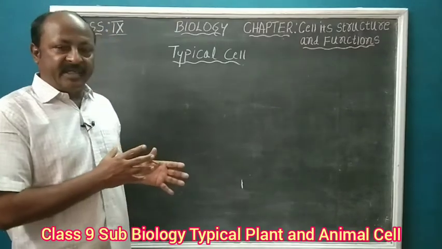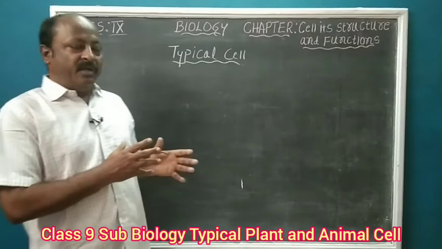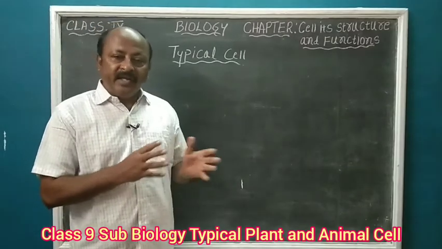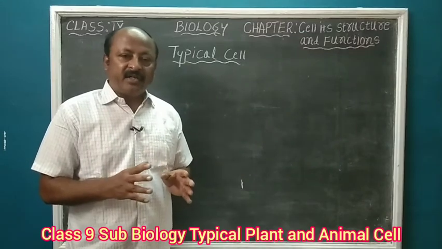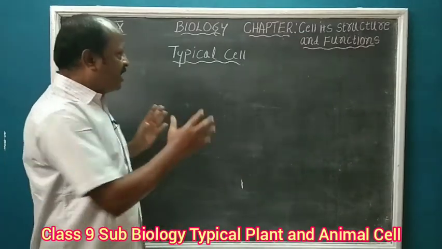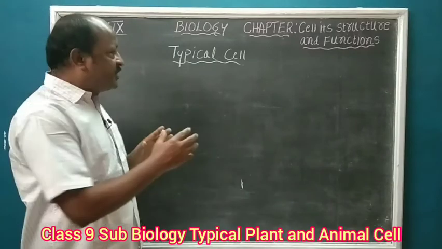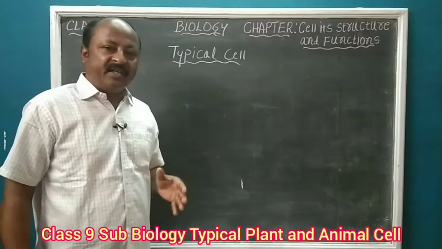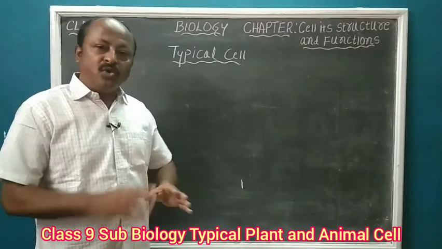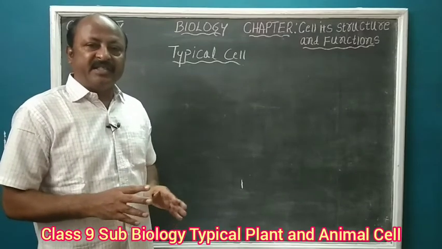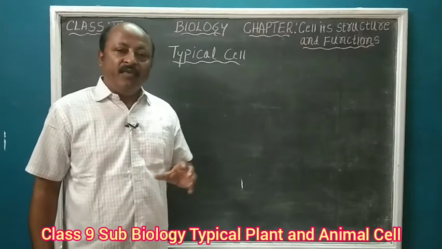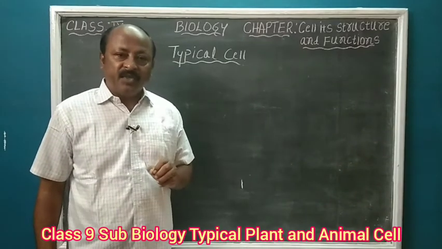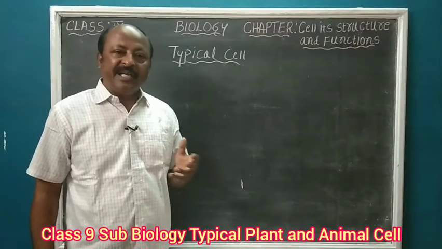So in a typical cell, the organelles which exist in most of the cells are taken and studied here. So a typical cell includes most of the cell organelles present in the cells. So a typical cell provides us the way to study the cell and it helps us like a model.